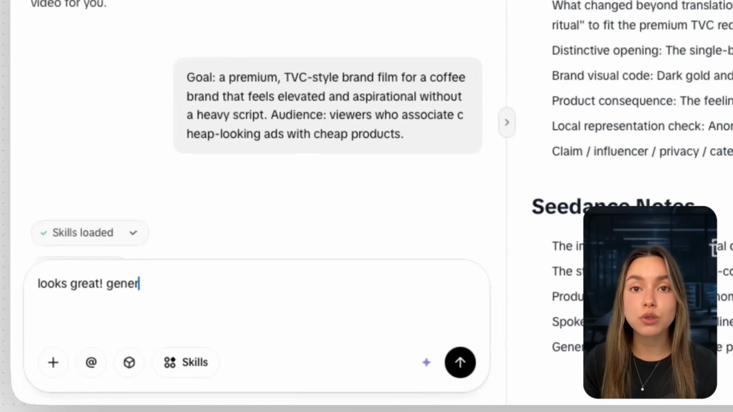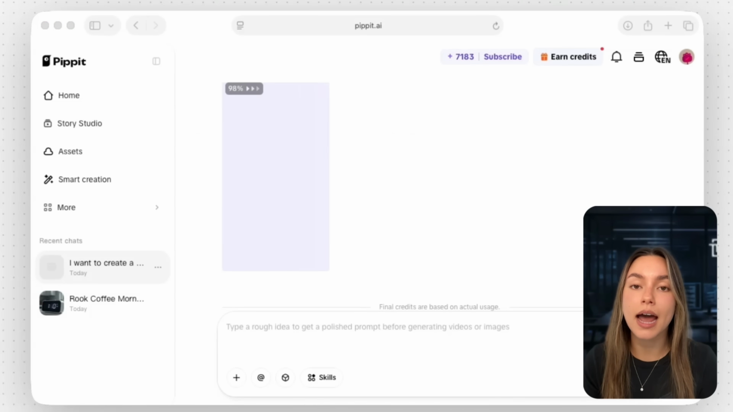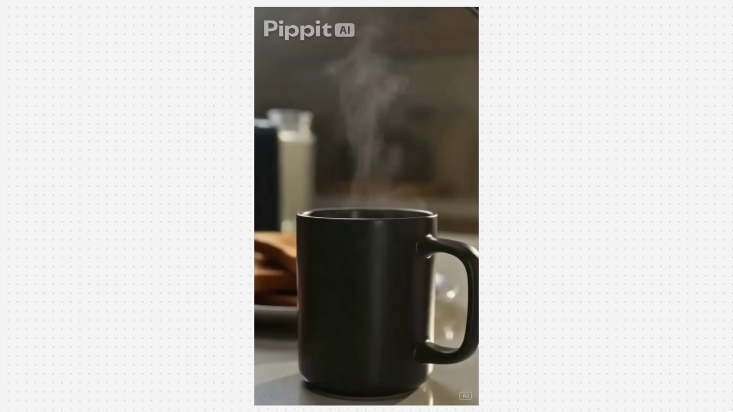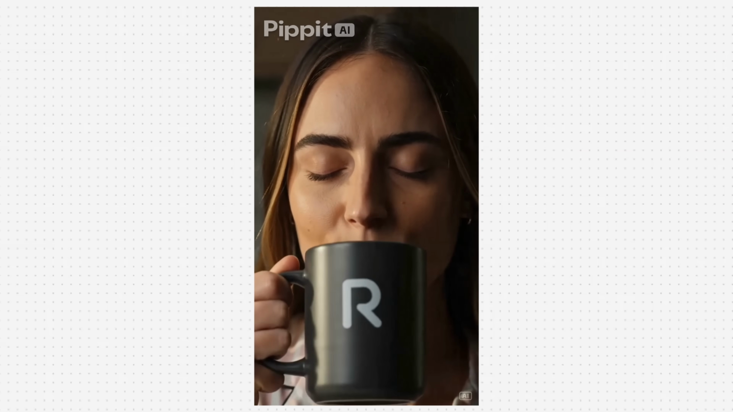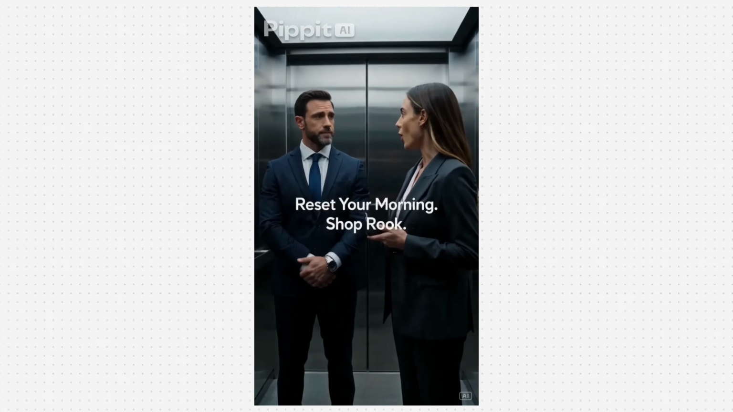The second version was noticeably more tailored, more on brand, and a lot closer to something I would actually run as a paid ad. So the trade is simple: shortcuts for speed, prompt input for control.